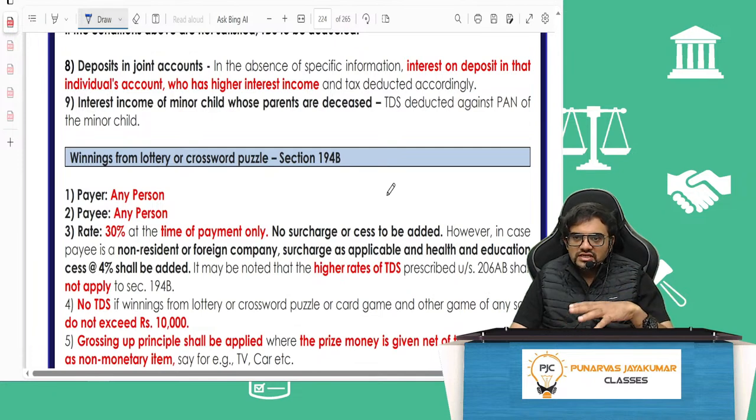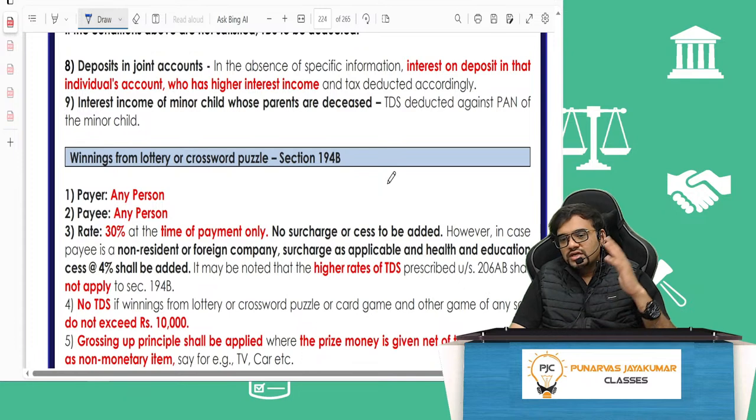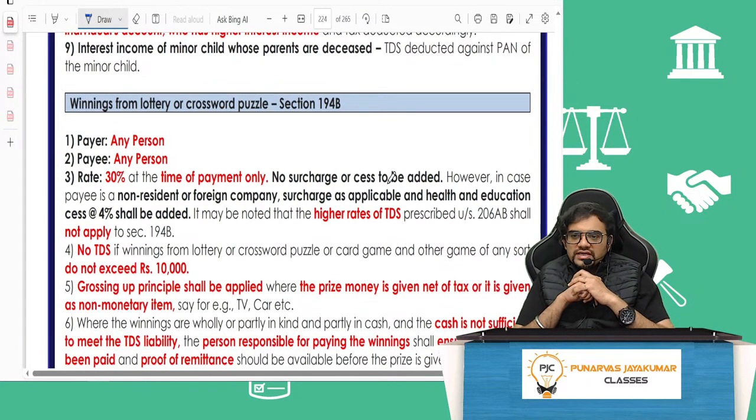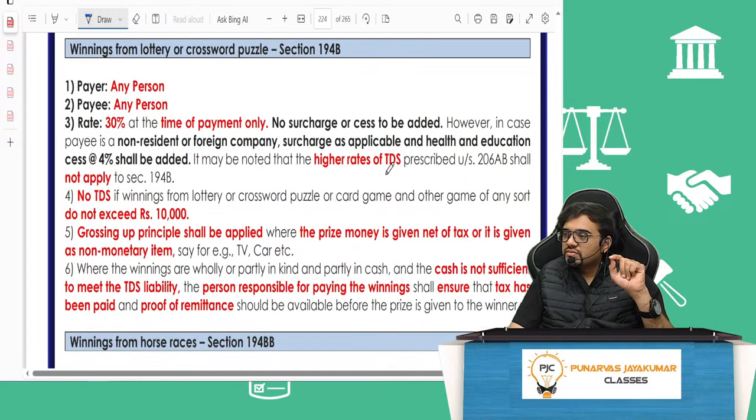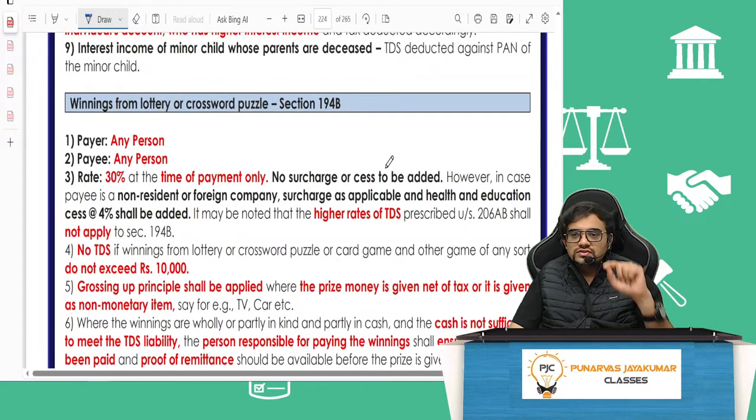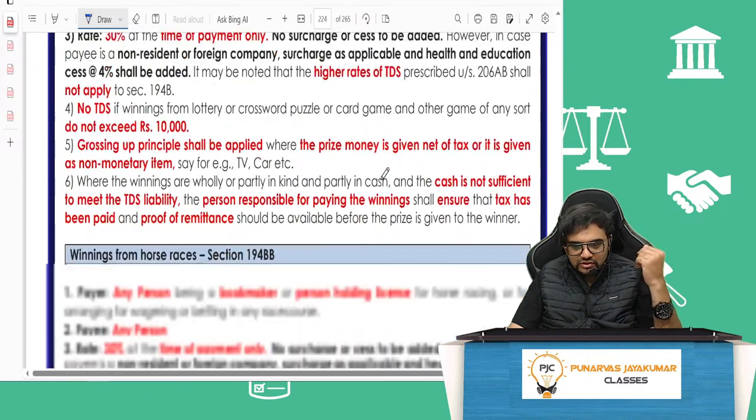For the May 24 exam, they have already shifted the section with some other differences elsewhere. Right? So for the November 23 exam, online games will still come under 194B, because the 194B section says lottery or crossword puzzle or other game of similar sort. So online also will be similar sort only.